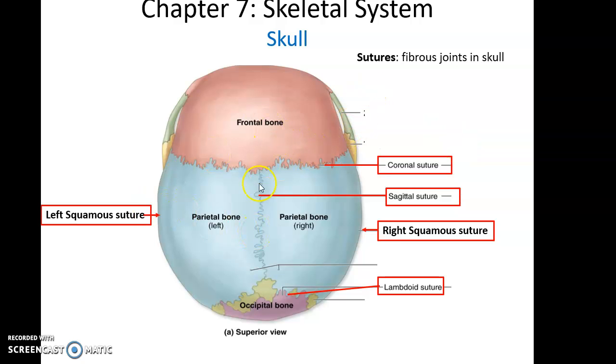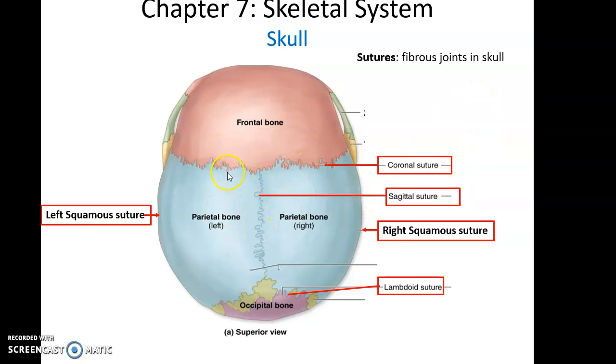Now, when bones of the skull come together, they form joints called sutures. And these sutures are fibrous joints that are immobile. They do not move. They're just attaching bones strongly, tightly together. Now, there are 4 sutures found among the cranial bones that you'll need to know the names of.